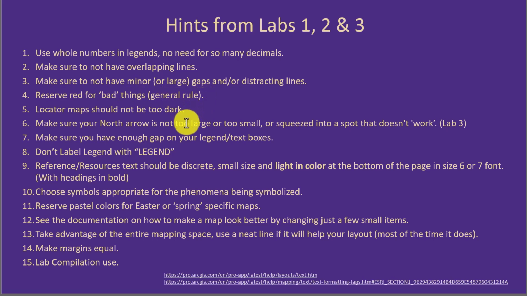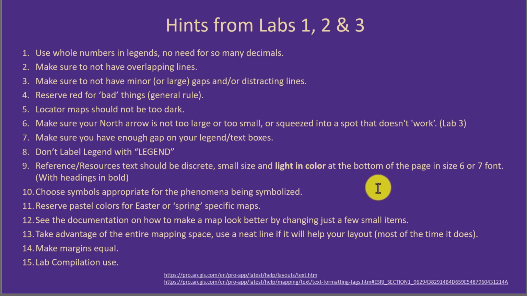Locator maps should not be too dark. Make sure that they're visible. Make sure your north arrow is not too large or too small or squeezed into a spot that doesn't work. Make sure you have enough gap on your legend and text boxes. And we talked about this previously, the border and the background. You can adjust so that it's not right up against the edge. Of course, don't label your legend with the word legend. We all know it's a legend. Reference and resource text should be discrete, lighter in color than pure black, and it should be 6 or 7 size font and the headings in bold.